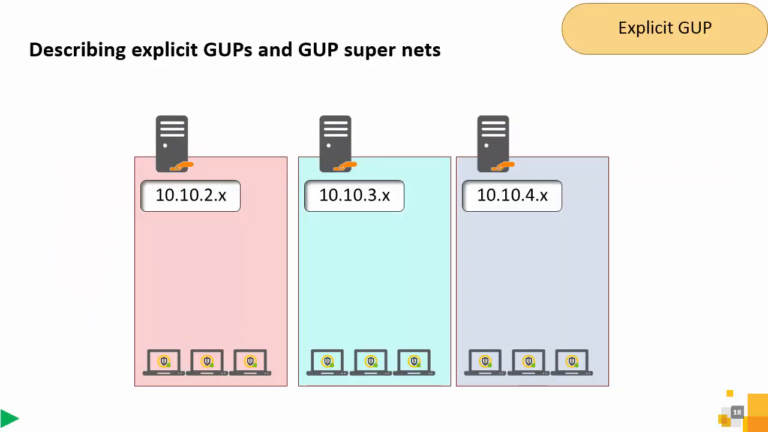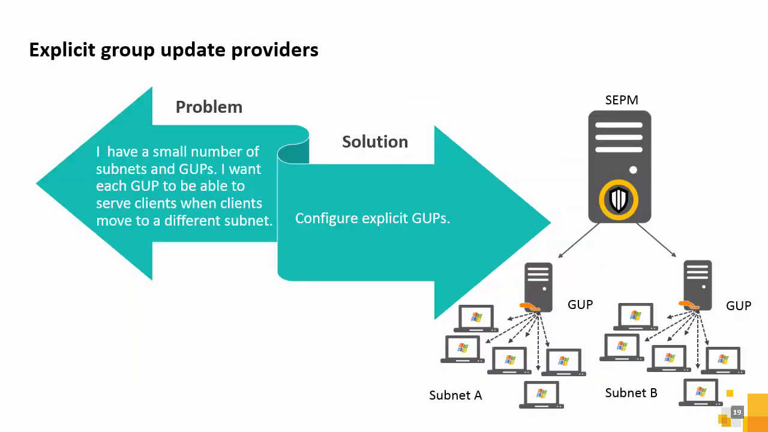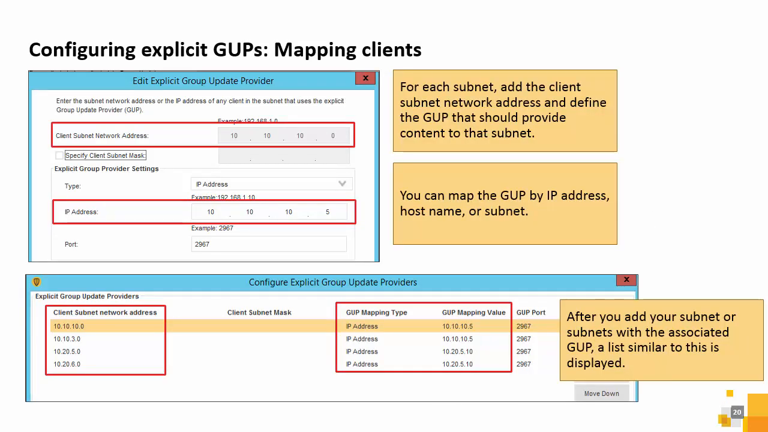Before you create an explicit GUP or GUP SuperNet, you must configure or use clients that are single or multiple GUPs. An explicit GUP is assigned to the subnet. A super subnet enables you to map one GUP to multiple subnets, which makes the configuration faster and simpler to manage. Many small companies use explicit GUPs when only a small number of subnets are in use. This slide shows you how to configure an explicit GUP. First, add the subnet which the GUP serves, and then add the GUP's IP address. A list of configured GUPs and their associated subnets are displayed.